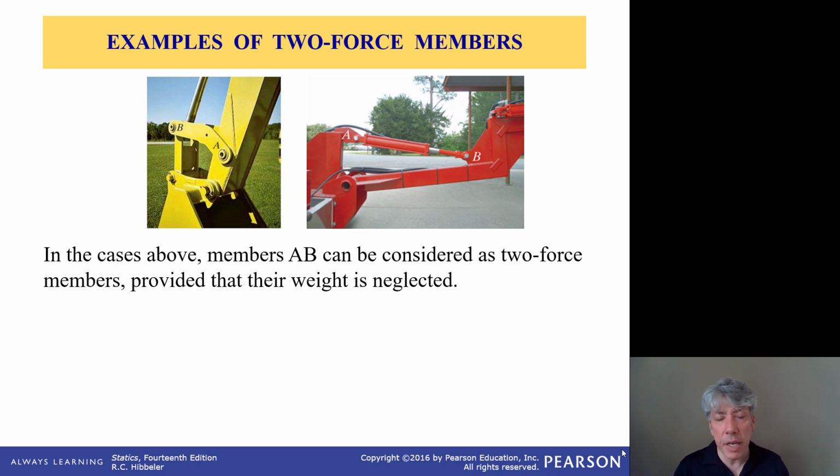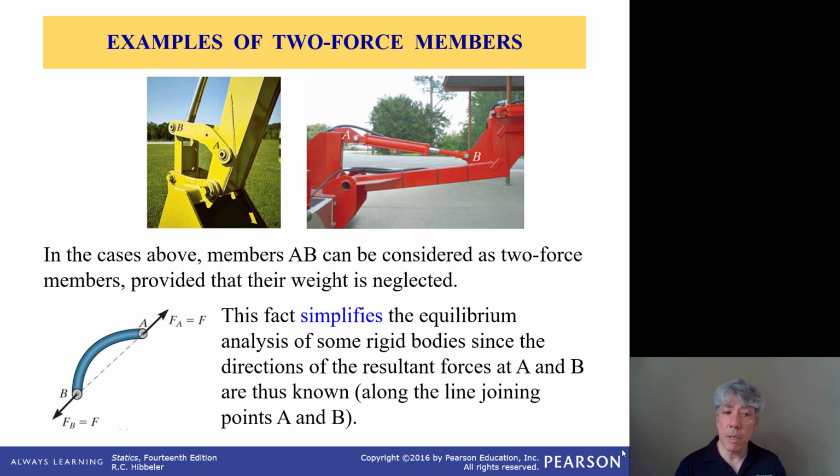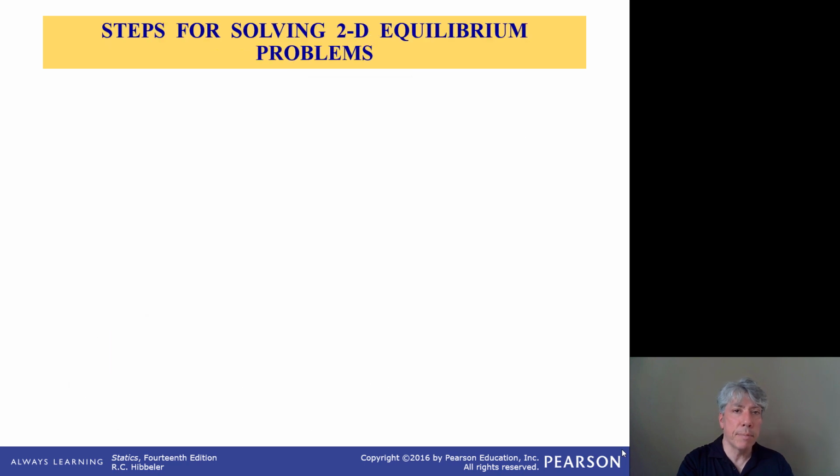Now, one thing that's being done here is the weight of the member is being neglected because technically gravity is pulling down. But in both of these cases, typically the force at the pins is so large by comparison to the weight of the member that we just neglect the weight of the member, call it a two-force member, and we're done. And the error in doing that is very small for the vast majority of cases. So this simplifies our analysis. It simplifies the equilibrium analysis of these rigid bodies because now we know the direction of the force at either end of the two-force member.